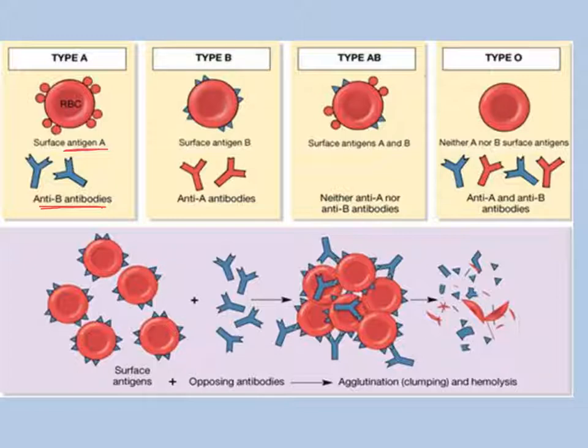Then we have a little diagram of what happens: the antigens are attacked by the antibodies present in the blood transfusion recipient. The agglutination or clumping forms, and then the blood cells are broken down by hemolysis. And then, leading on to more problems, eventually possibly even death.